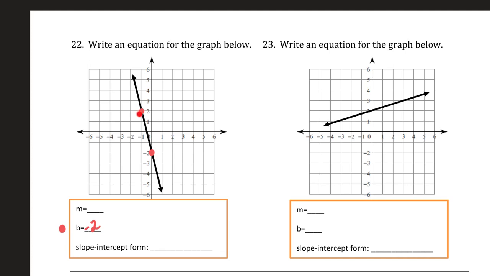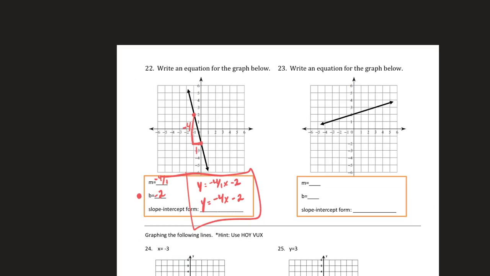So from our left point, we want to see how much we go down, then over to get to our right point. So 1, 2, 3, 4. So we go down 4, then we go over 1. So our slope is negative 4 over 1. Now we can make the equation for it. y equals negative 4x minus 2. Or if you wanted to write the slope as a fraction, you can do y equals negative 4 over 1x minus 2. Either one's correct. It does not matter which one you use.